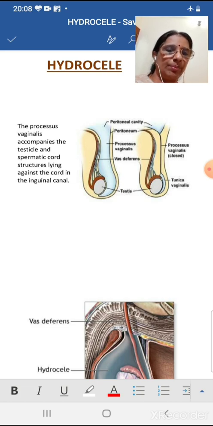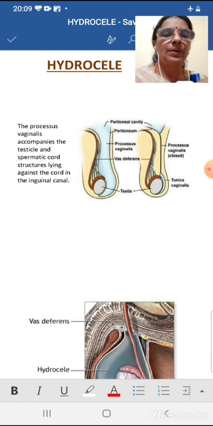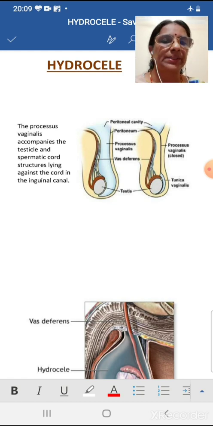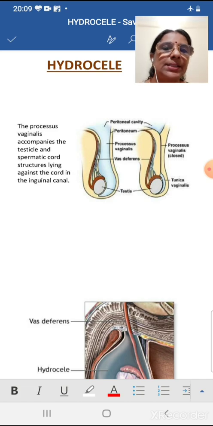After the birth of the baby, it stops at the top of the testis and till the internal ring, it disappears. This will become fibrosed. In the second diagram you can see the degenerated portion of the processus vaginalis, that is the closed portion. That is the normal thing happening. Whenever there is persistence of the processus vaginalis, that leads to development of congenital hydrocele.